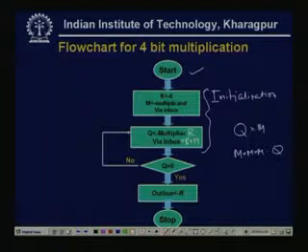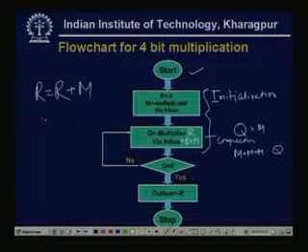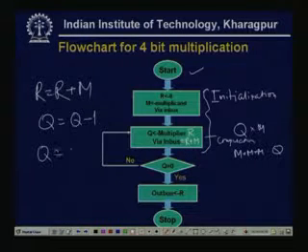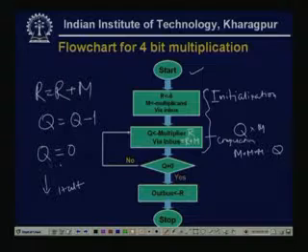So, this is the flowchart: one initialization part, one computation part, where the computation is R is R plus M. Then Q equal to Q minus 1, and then we have to see whether Q equal to 0 or not. If 0, then halt. If not, then again we have to do R equal to R plus M. Another step is Q equal to Q minus 1.